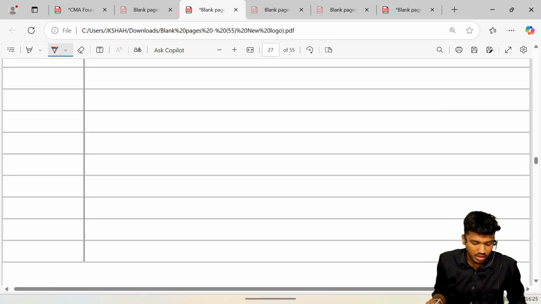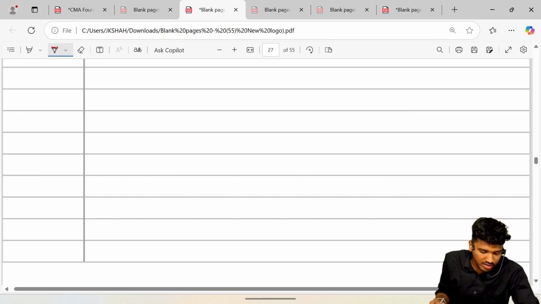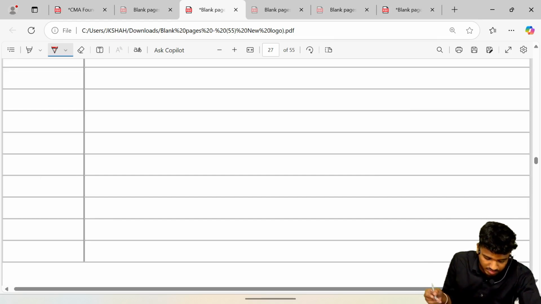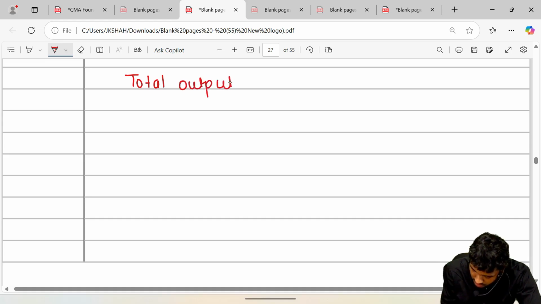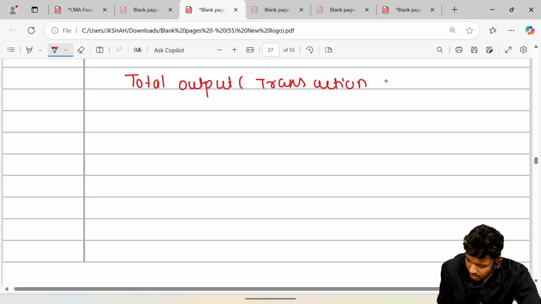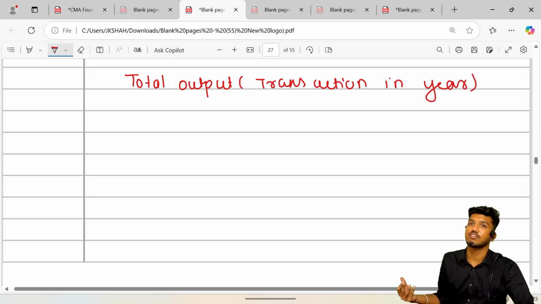See, in the given case, how they have mentioned it. In the Cambridge cash balance approach, what happened? He said that T is total output, transactions in a year. All that was more of transactional behavior.